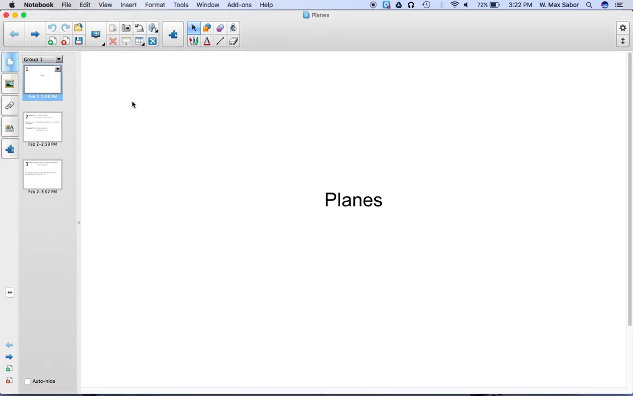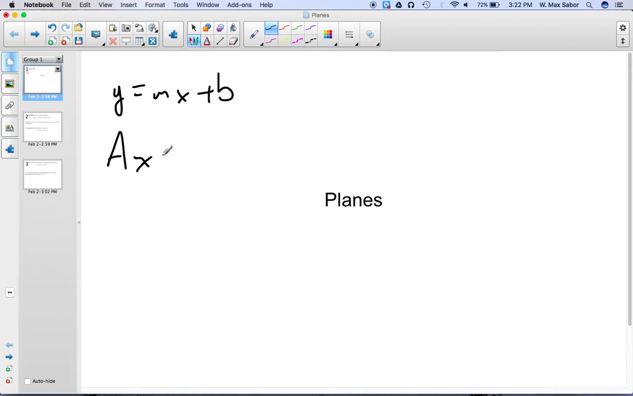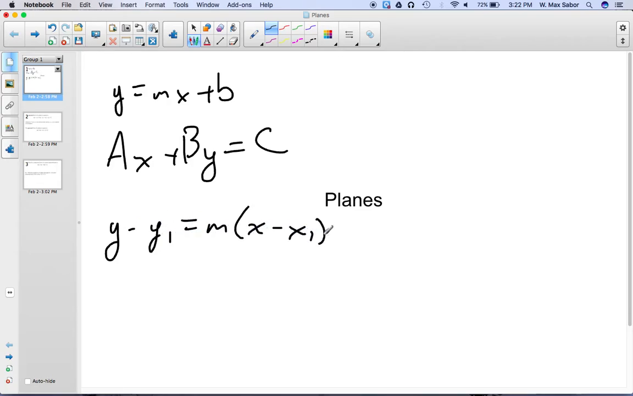Planes. How do we write the equation of a plane? Remember how we write the equation of a line in 2 dimensions? We had a few methods. We had slope-intercept form. We had standard form. We had point-slope form. And I believe we had another form which was general form, ax plus by plus c equals 0, and that c is not the same thing as this c.